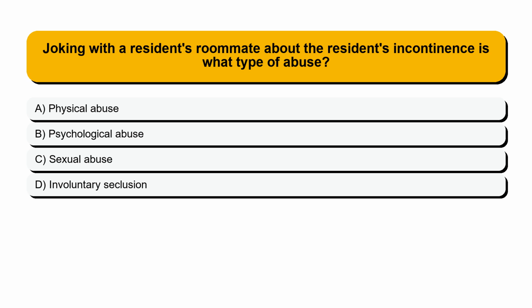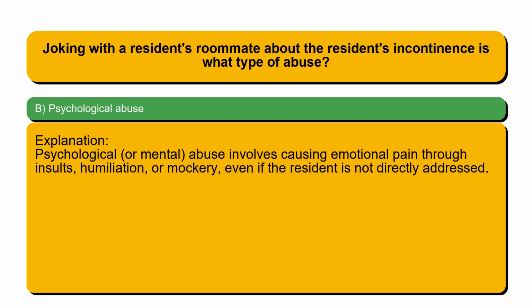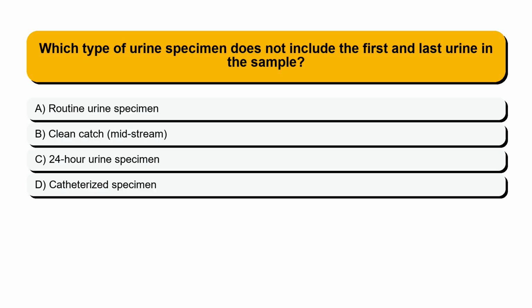Question 84. Joking with a resident's roommate about the resident's incontinence is what type of abuse? Option A. Physical abuse. Option B. Psychological abuse. Option C. Sexual abuse. Option D. Involuntary seclusion. The correct answer is Option B. Psychological abuse. Psychological, or mental, abuse involves causing emotional pain through insults, humiliation, or mockery, even if the resident is not directly addressed.